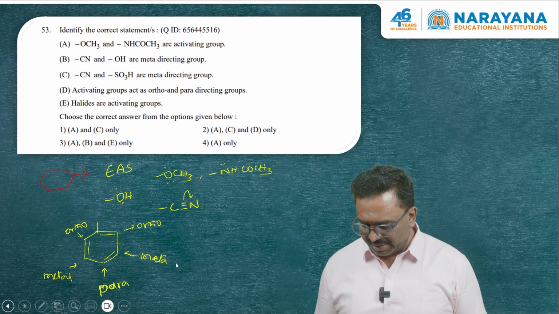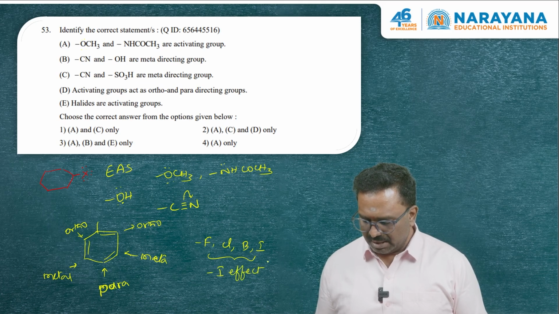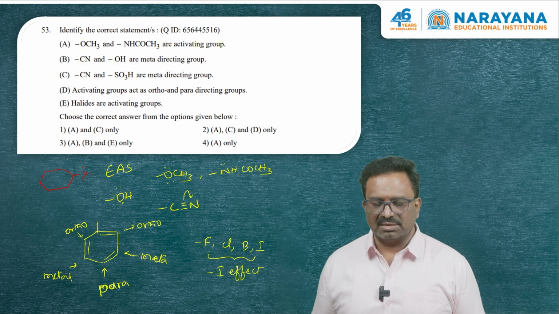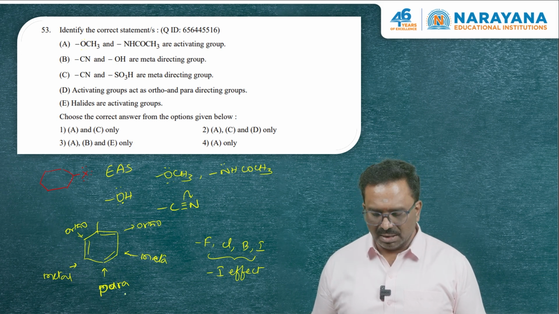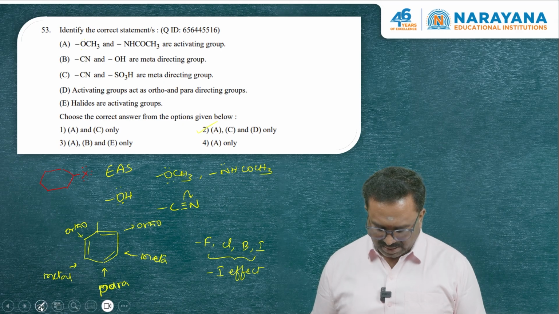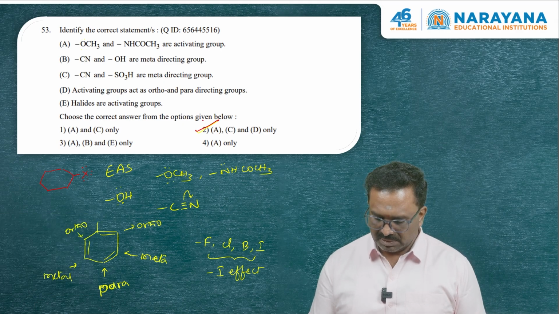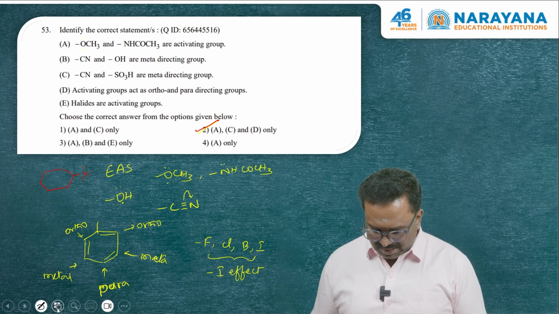Halides are activating groups? Halogens, fluorine, chlorine, bromine, iodine, are deactivating by the minus I effect. The minus I effect is the negative inductive effect, because of their high electronegativity. So E is also wrong. So the more appropriate option among the given is the second option. Let's see the next one.